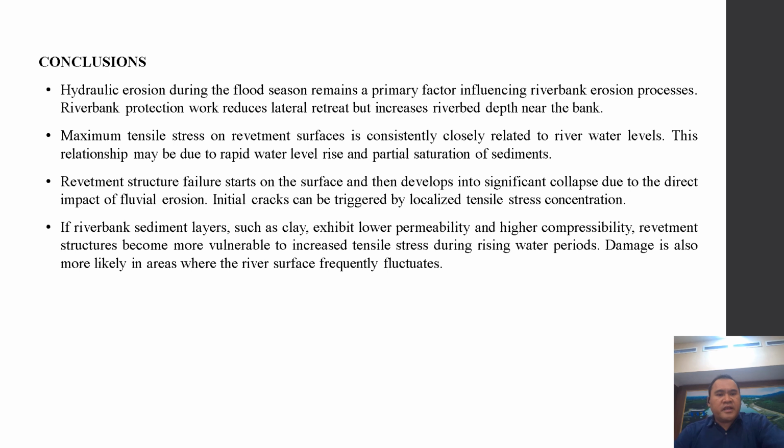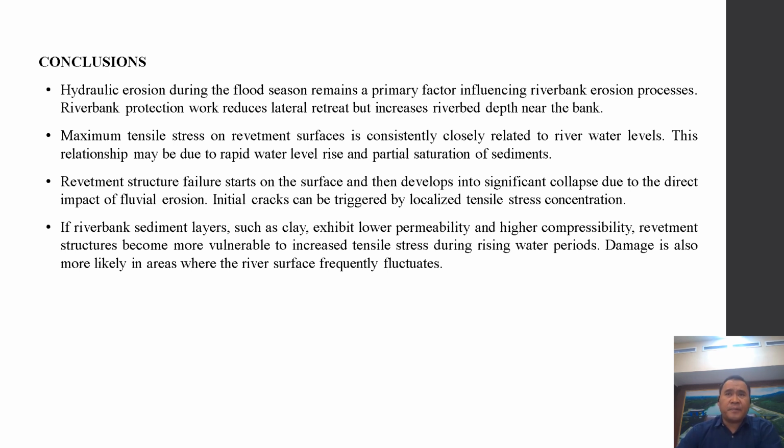Okay, the conclusion is hydraulic erosion during the flood season remains a primary factor influencing riverbank erosion processes. Riverbank protection works reduce lateral retreat, but increase riverbed depth near the bank. So I said it before in the graphic. It showed that in 2020, the riverbed is deeper than the year before. And maximum tensile stress on the revetment surface is consistently closely related to river water levels. This relationship may be due to rapid water level rise and partial saturation of sediment.